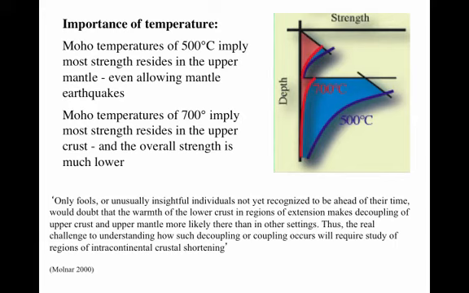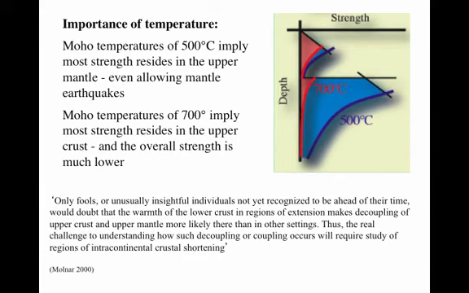The Moho temperature is really important. If the Moho has a temperature of 500 degrees Celsius, that implies that most of the strength of the lithosphere resides in the upper mantle, even allowing earthquakes in the uppermost mantle. At Moho temperatures of 700 degrees, that implies the strength resides in the upper crust, and the overall strength is much lower.